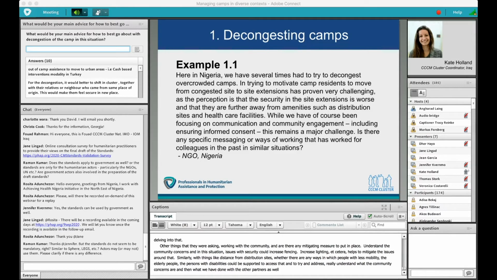Obviously with that, with additional infrastructure needs additional funding, so then we start to tap into the advocacy side of the camp management responsibility.